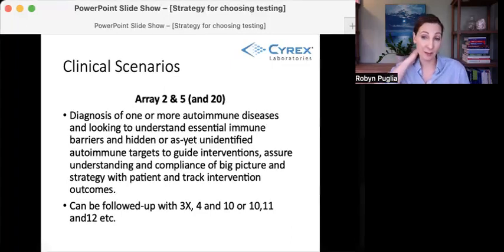And this can then be followed up with 3X, 4 and 10 if we are looking to understand more about the role of food as an environmental trigger in somebody with an existing autoimmune disease, or 10, 11, and 12 if somebody is gluten-free, dairy-free, and we're just wanting to investigate the broader range of foods, environmental toxins, and infections.